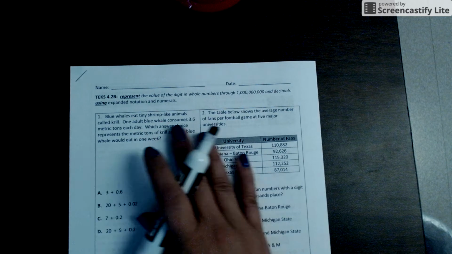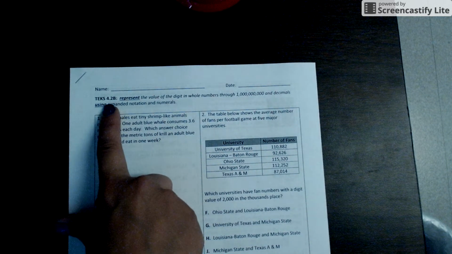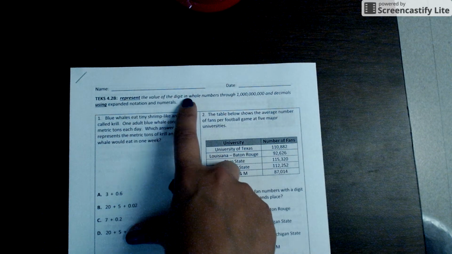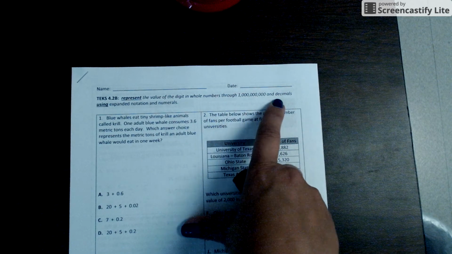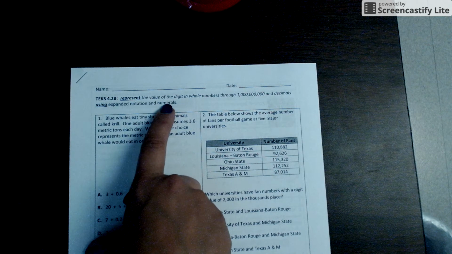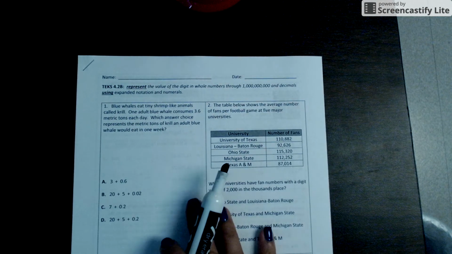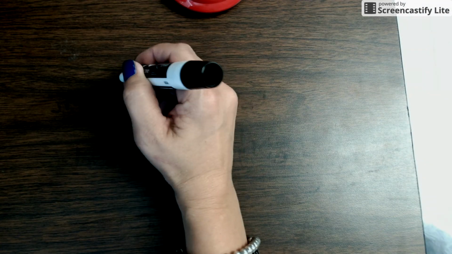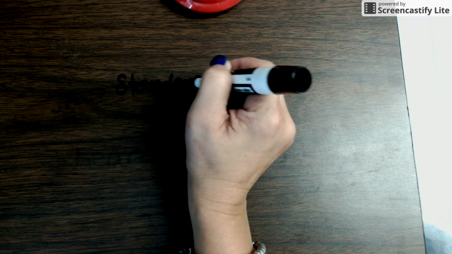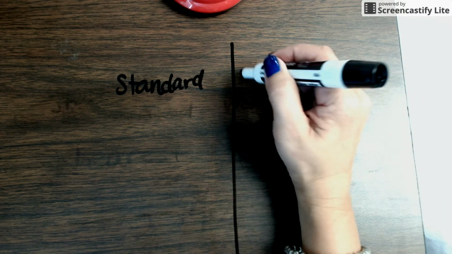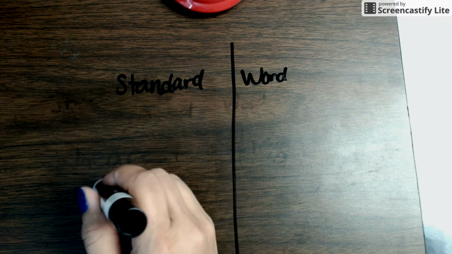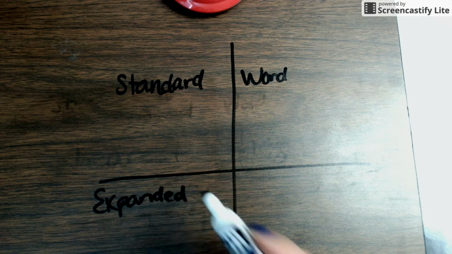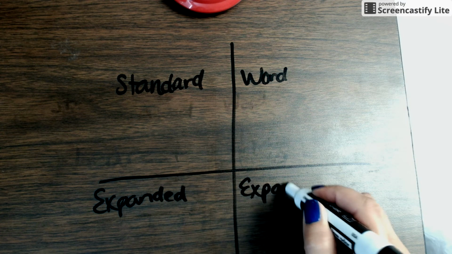Okay. Now, every single question in this packet is related to the Learning Standard 4.2b. 4.2b says that as a 4th grader, we should be able to represent the value of the digit in whole numbers through 1 billion and decimals using expanded notation and numerals. Basically, what that means is that we need to be able to know how to read and write numbers in 4 different ways. Okay? The first way is standard form. Then the second way is word form. The third way is expanded form. And the fourth way is expanded notation.